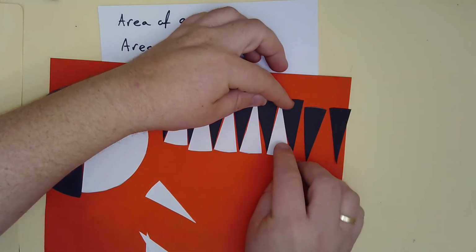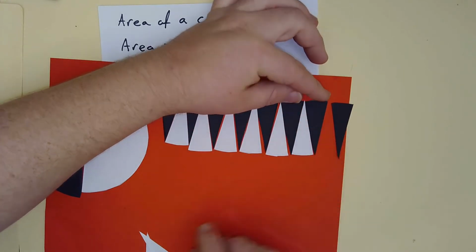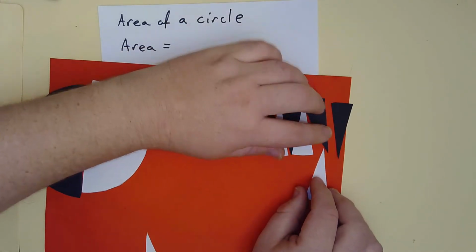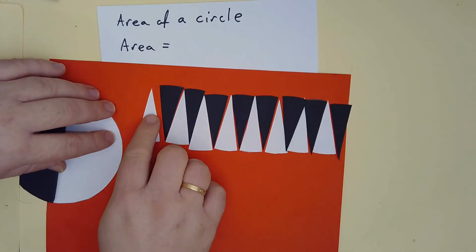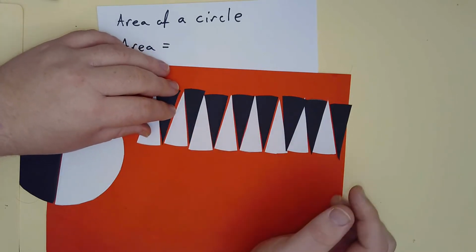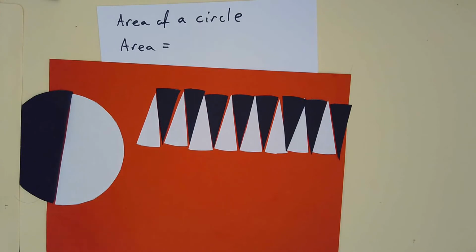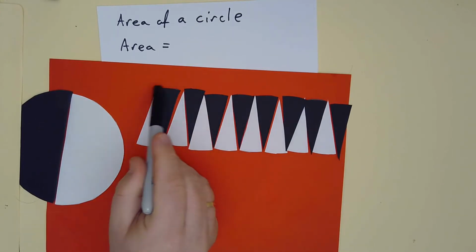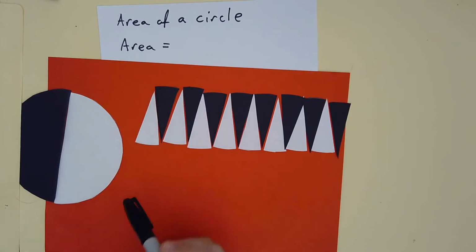Now, this doesn't actually give us a shape that we know, but it gets us something close to a shape we know. It's close to a parallelogram. It's bobbly along the top, but if it was flatter along the top, that would be a parallelogram. How could we make it flatter?